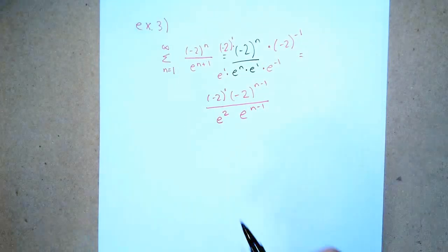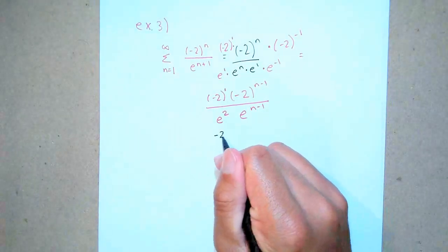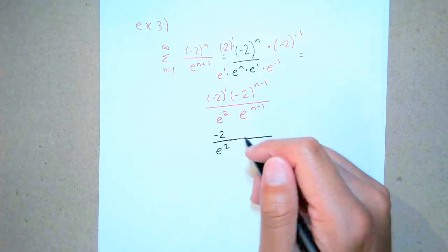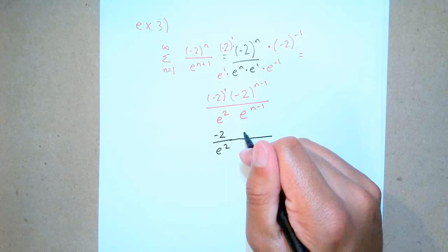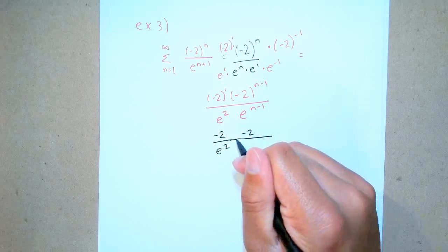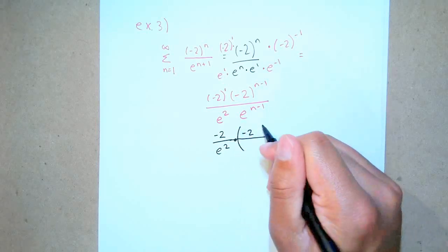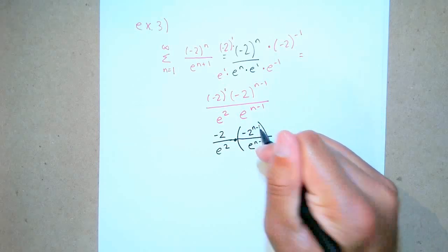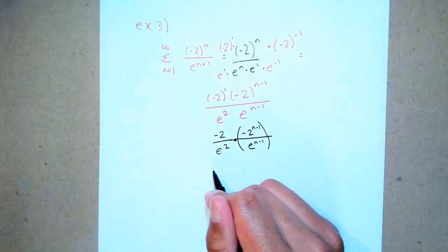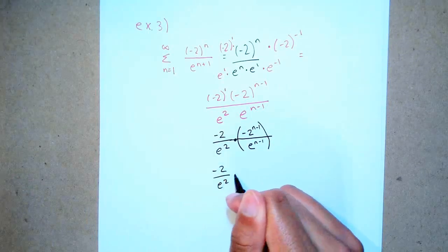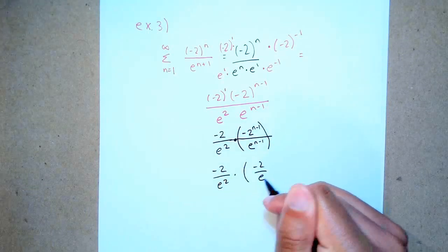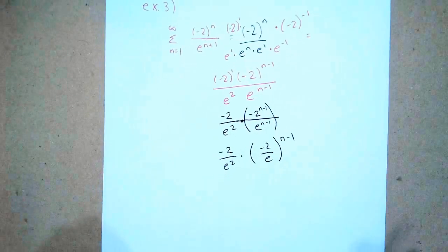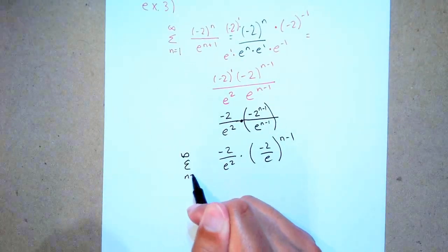So my next step is just to rewrite it. This is just going to be negative 2 over e squared. And then this is going to be negative 2. And what I should do is actually split this up to make it times e to the n minus 1. But I still want to rewrite this. So this is going to be negative 2 over e squared times negative 2 over e to the n minus 1. And then finally, I have it in the form that I can work with.